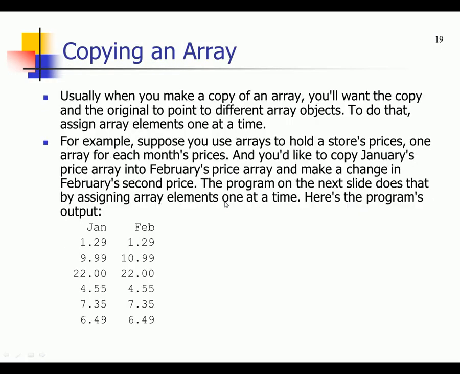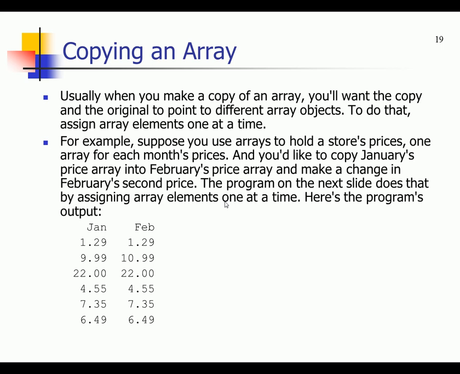But, all right. So it says usually when you make a copy of an array, you want to copy everything. Okay? Basically the whole darn thing. You want to copy the array elements one at a time. It says, for example, suppose you use arrays to hold a store's prices, one array for each month's prices, and you'd like to copy January's price array into February's price array and make changes to February's second price.